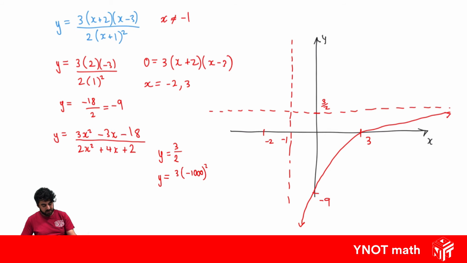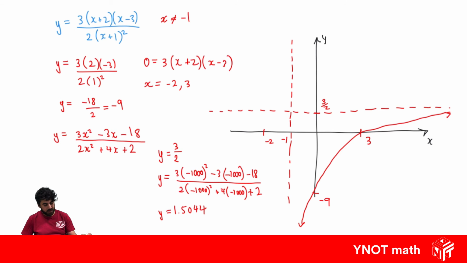So we'll have 3 outside of minus 1,000 squared, minus 3 times minus 1,000, minus 18, all over 2 times minus 1,000 squared, plus 4 times minus 1,000 plus 2. And plugging all that in the calculator gives us 1.5044, which actually means that it's approaching it from above because it's a bigger value than 1.5.